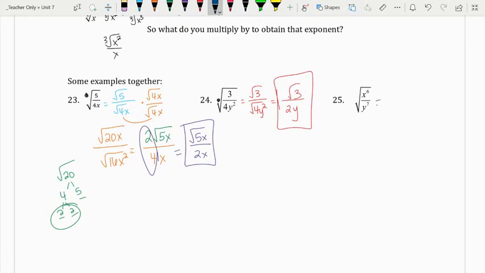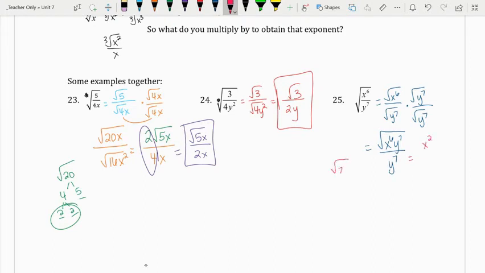On the last one, we have the square root of x to the 6th over the square root of y to the 7th. So I'm going to multiply by the square root of y to the 7th in the numerator and denominator. So our numerator becomes x to the 6th, y to the 7th, and then our denominator would just be y to the 7th. Remember, it always just cancels it. And then we have to simplify.